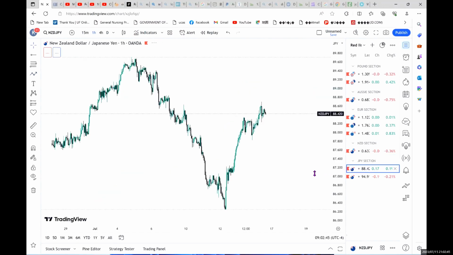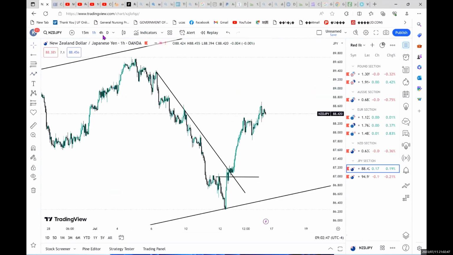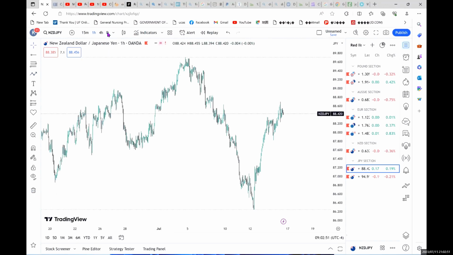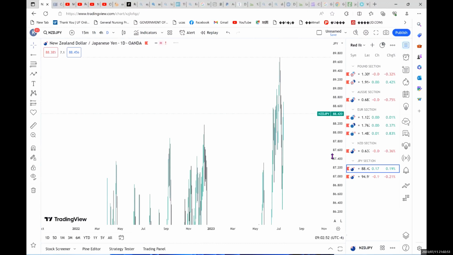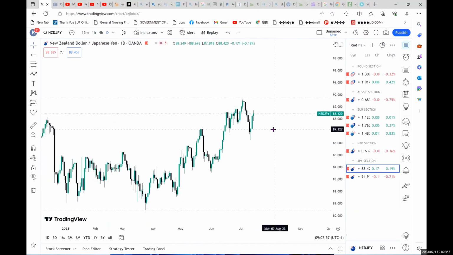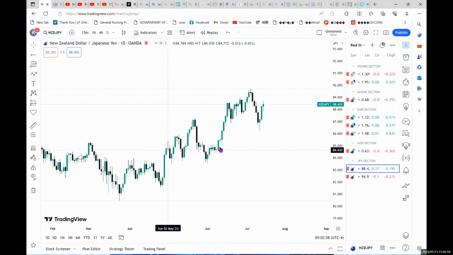Now for NZD/JPY, let me clear the charts off. This is the last time. So for the daily time frame, let's check it out. Definitely bullish. Daily time frame is bullish. All right, we're heading up.